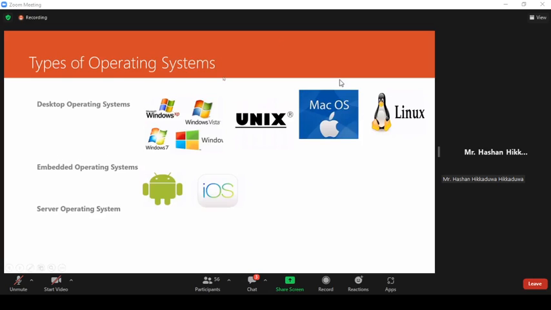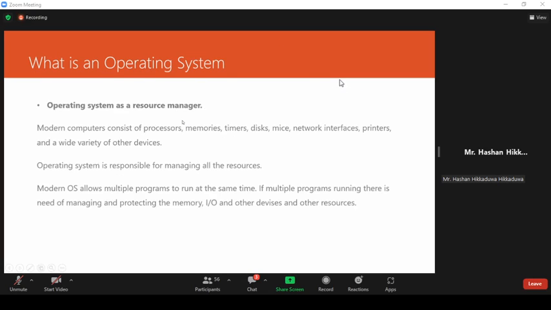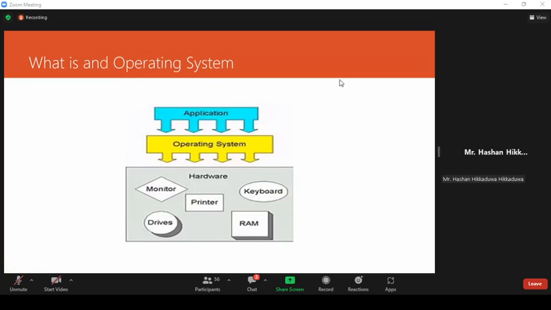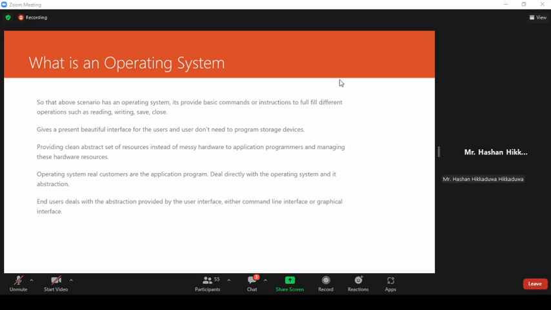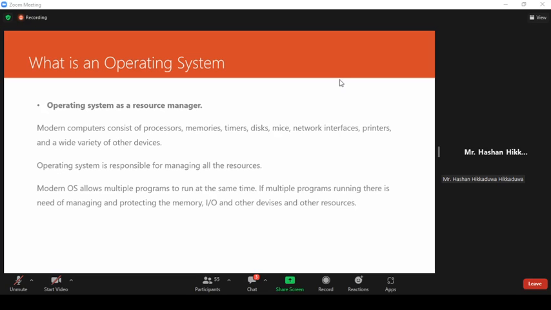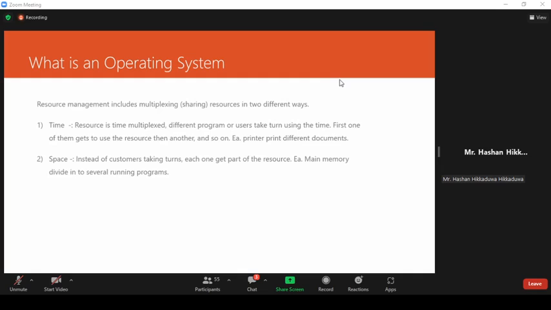Then these are, right? So I think you can understand. In brief, basically there are two unrelated functions. One is the extended machine, the other is the resource manager. Resource management includes sharing resources in two different ways. One is time, the other is space.